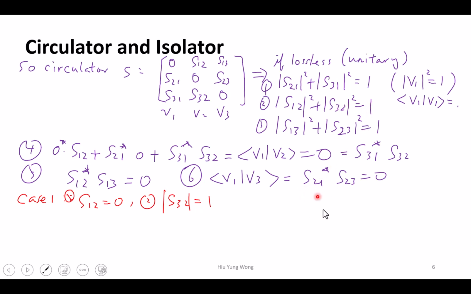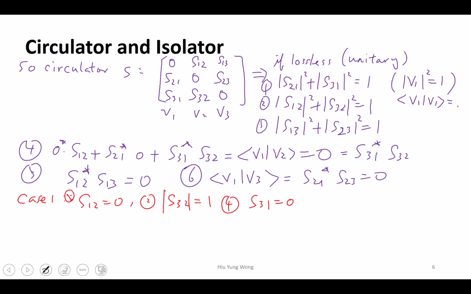Now if S32 equals 1, where's S32? Here. S32 equals 1. Then S31 must be 0, right? Because 1 times something equals 0. Then S31 equals 0. Now, if S31 equals 0, then S21 must equal 1, right? This equation.